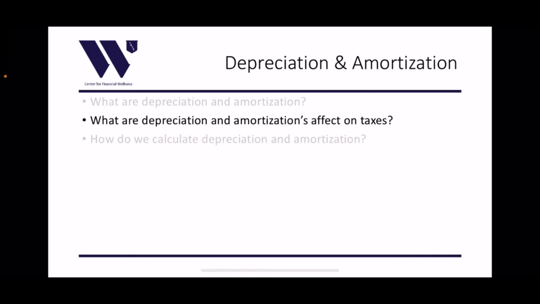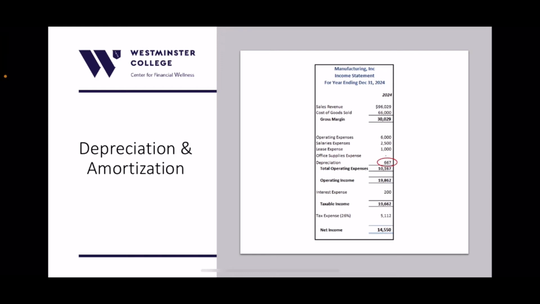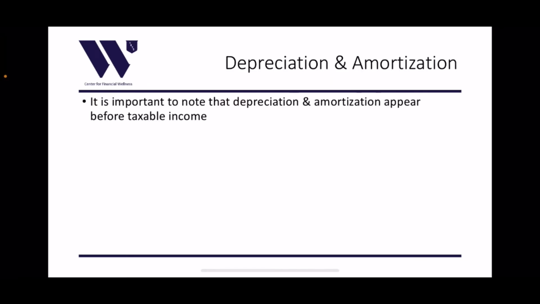Now we'll look at depreciation and amortization's effects on taxes. Here we'll see the income statement for Manufacturing Inc. We see where the depreciation is placed, and it's actually placed above our taxable income. Right here we see our tax expense being highlighted. What that means is that our depreciation is above our taxable income, meaning that expense is coming out before we actually adjust for taxes.